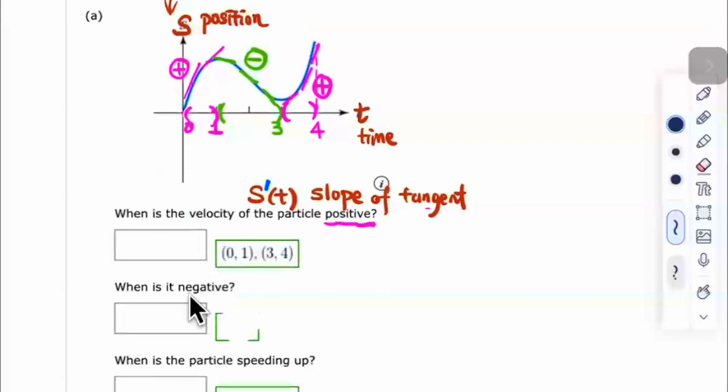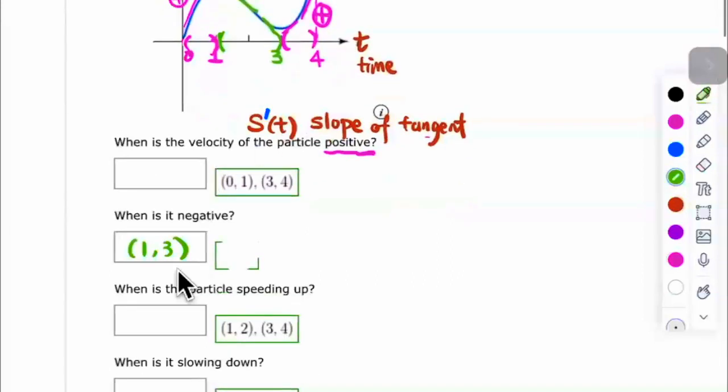Now I'm going to ask you, when is the velocity of the particle negative? From 1 to 3, because the tangent lines, when you read left to right, are falling. Yes, very good. So it's going to be from 1 to 3.